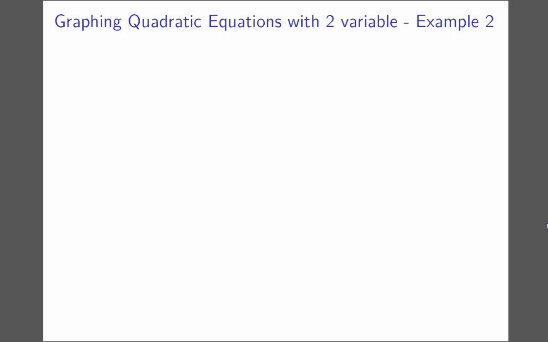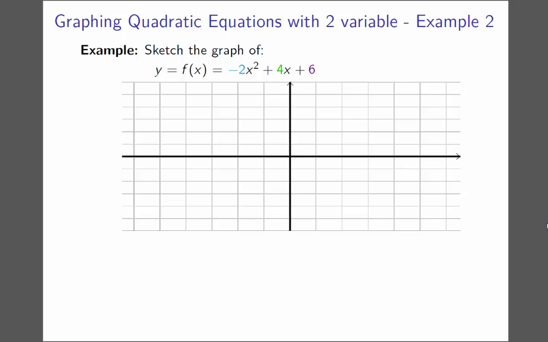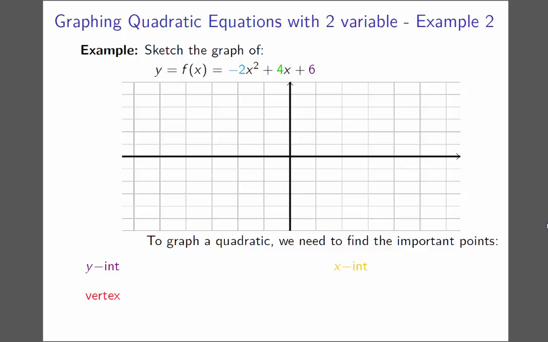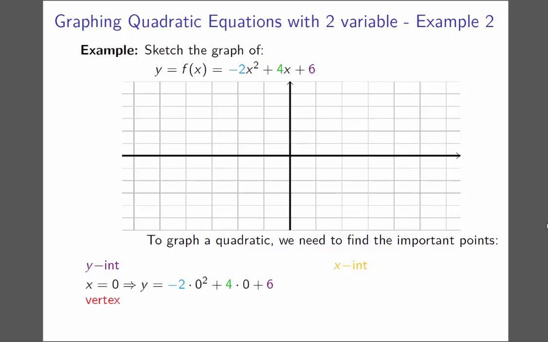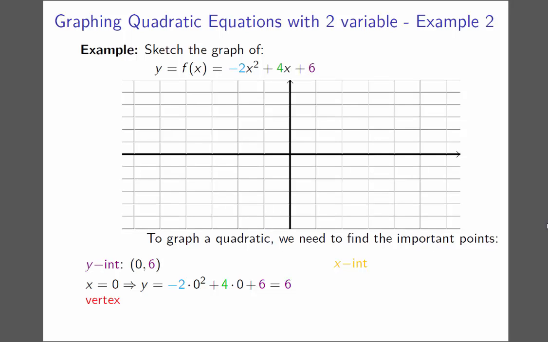In this example, we'll sketch the graph of the function y equals negative 2x squared plus 4x plus 6. Remember, to graph a quadratic, we need to find the most important points: the y-intercept, the x-intercept, and the vertex. To find the y-intercept, we look when x equals 0. This gives the equation y equals negative 2 times 0 squared plus 4 times 0 plus 6, which is just 6. So the y-intercept is when x is 0 and y is 6, the point (0, 6).